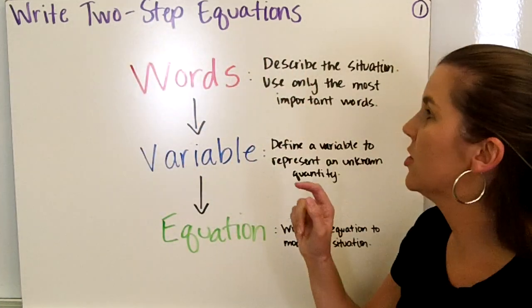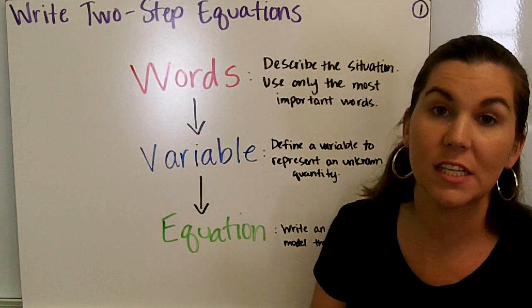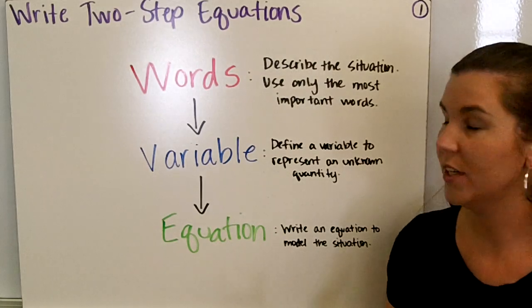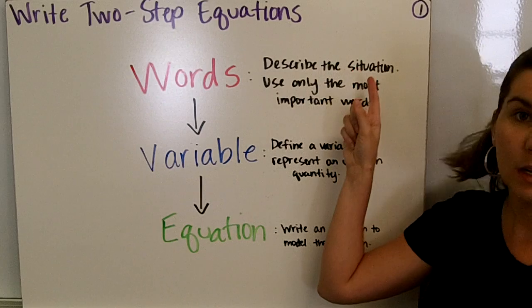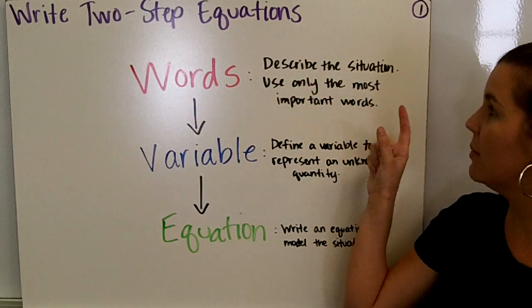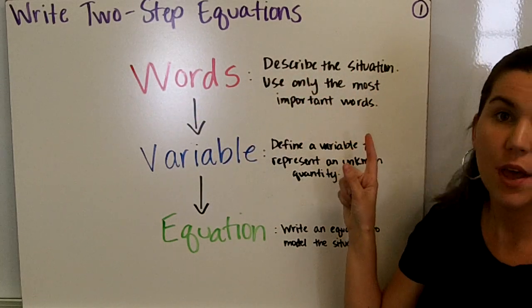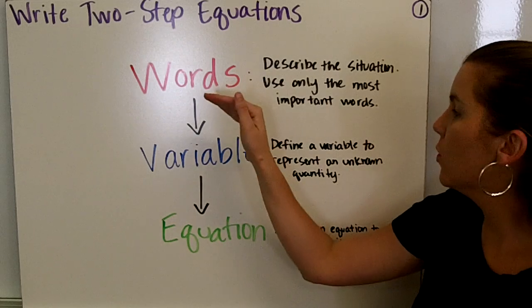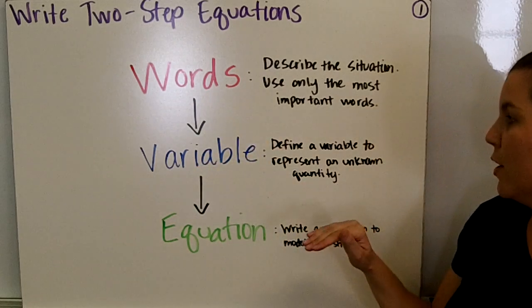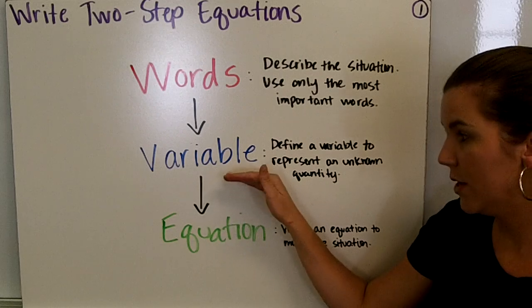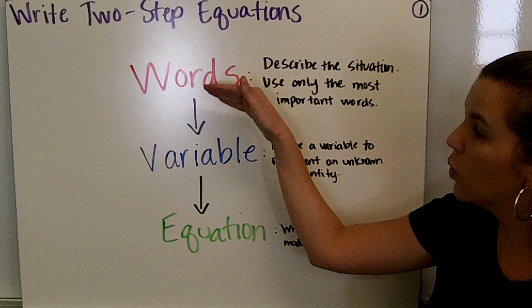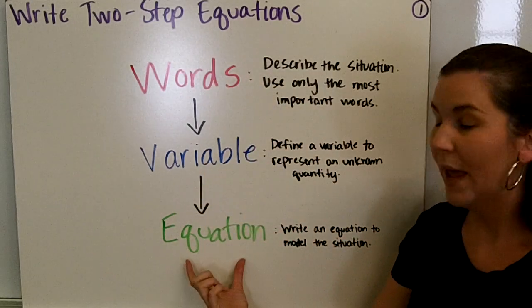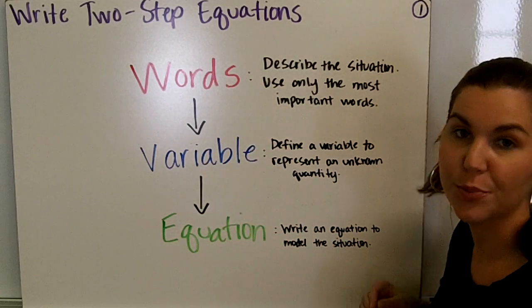Write two-step equations. So what you're going to have is a sentence or an expression or a word problem. You're going to take the words, or using words, describe the situation, and you're only going to use the most important words. You're going to define a variable to represent an unknown quantity, and then write an equation to model the situation. So you go from words, defining your variable, and then putting it into an equation or algebraic form.